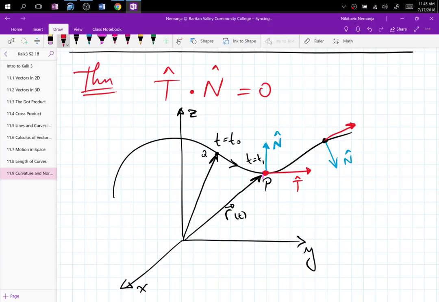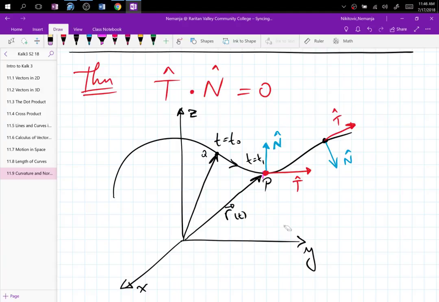Since these two vectors are always 90 degrees to each other, the dot product between them is 0 at all times. The normal vector always points inwards toward which the curve is turning, and the tangent vector propels forward.